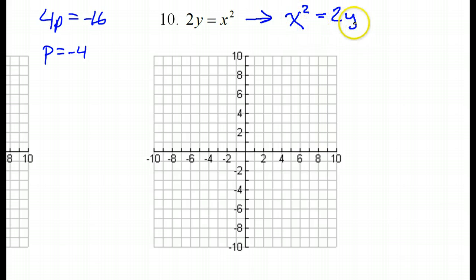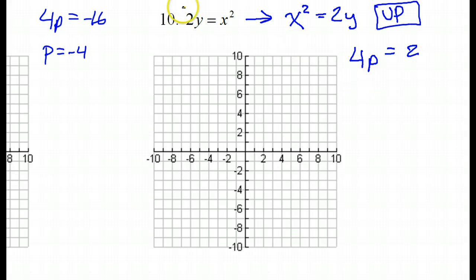Okay, so anyway, is this going to be up, down, left, or right? This one's going to be up, upward facing. All right, ignoring the 2, I have y equals x squared. That's a normal parabola. So it's going to be up. Now the 4p is going to equal 2.